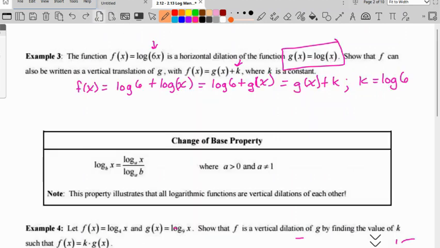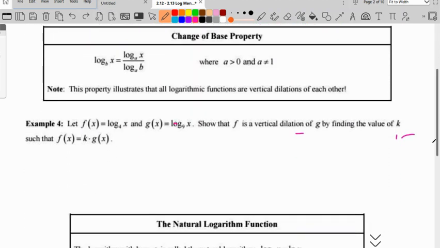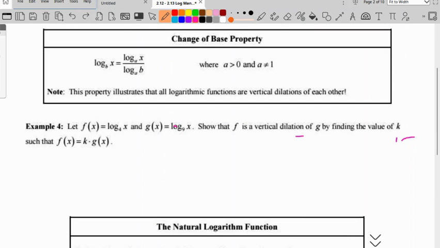All right, change of base property. Remember that you can change to any new base, and it turns out that log base b of x equals the log with the new base of what you were taking the log of, over the log with the new base of the old base.